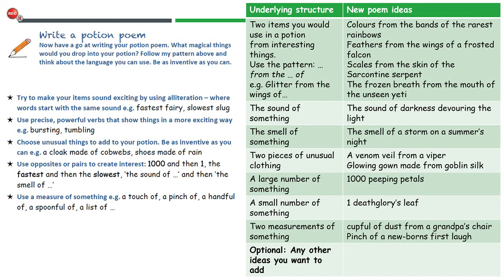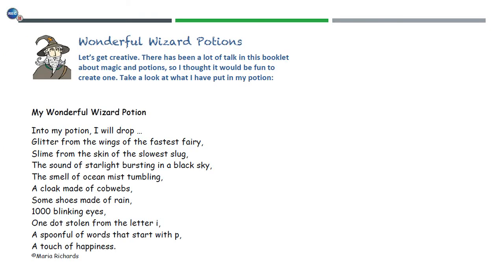Now you could come up with more, and actually what you might do is you might adapt this again when you come to redraft it, and you might take some of the ideas, for instance, the fastest and the slowest. You might do different opposites, but the idea is to try and keep a similar structure and a similar pattern. So I looked at the first one, I looked at my plan, and then I made my own, my even better wizard potion, because you know me, I like to be better.